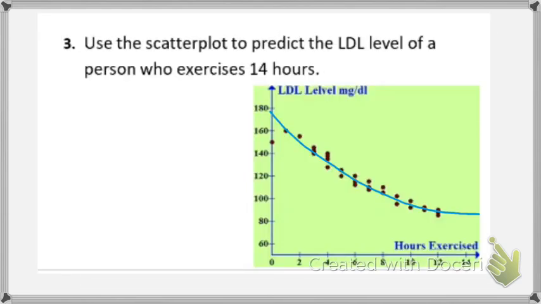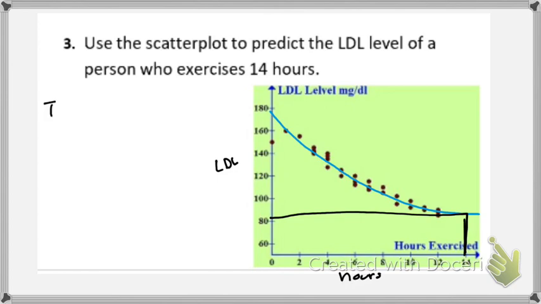And let's see, a person who exercises 14 hours a day. So let's look at 14. Here, this is the hours because that's what it says right there. And this is the LDL level. And so for 14 hours, it's going to be right here. And if we go straight over, it's going to be a little bit over 80. So let's go ahead and put 82.